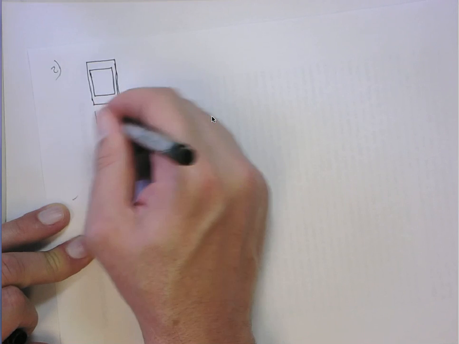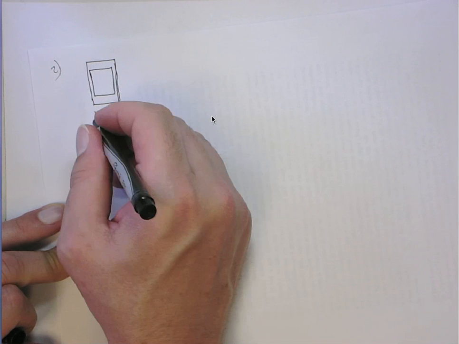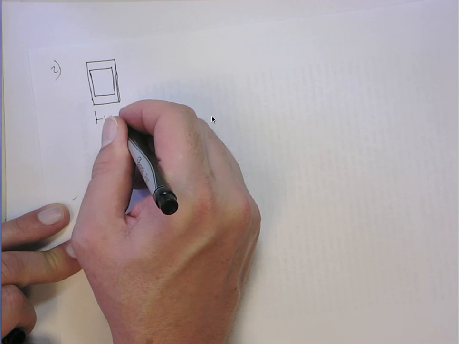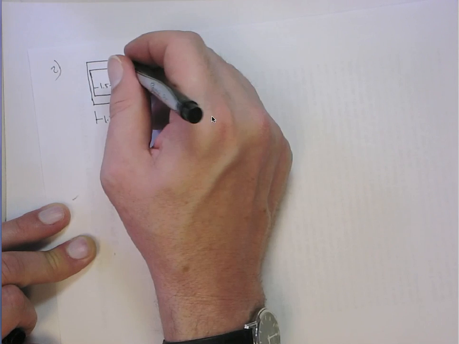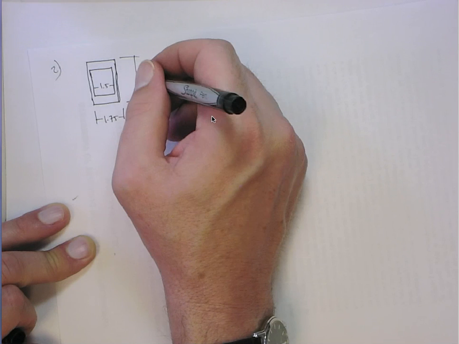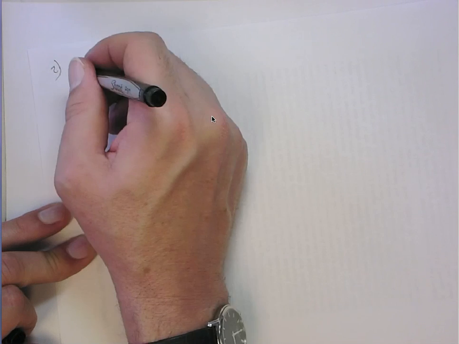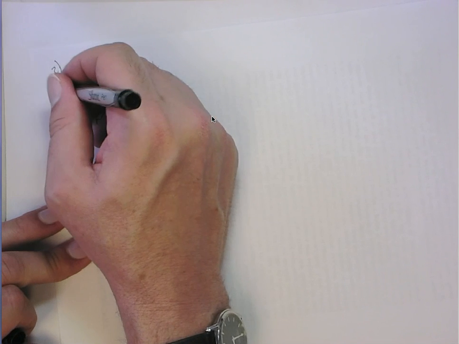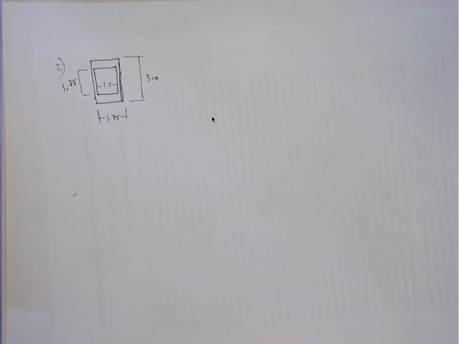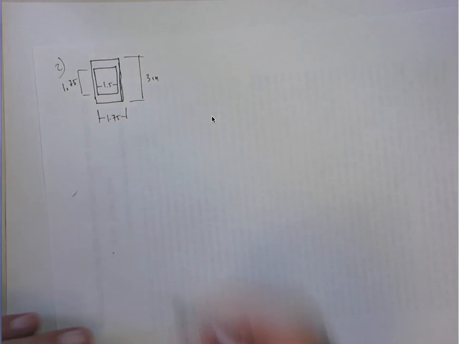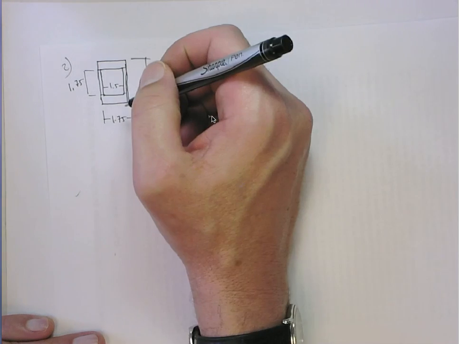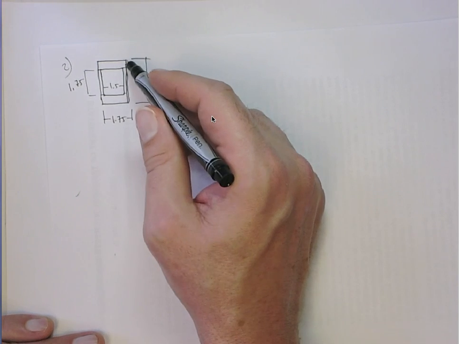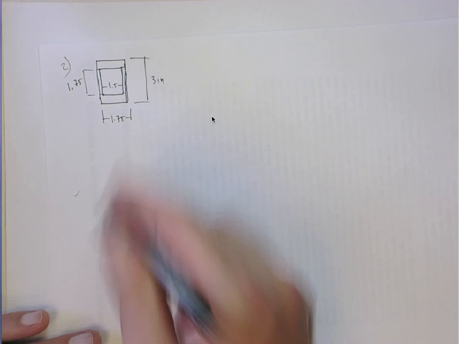All right, and this dimension here, the outer dimension, is 1.75. This is all in inches. This inner dimension is 1.5. This overall dimension is 3 inches, and this inner dimension here is 1.75 as well. Okay, so you could break this up into 4 regions, if you will. You could consider the top, the bottom, and then the 2 sides, and do a composite section like that.